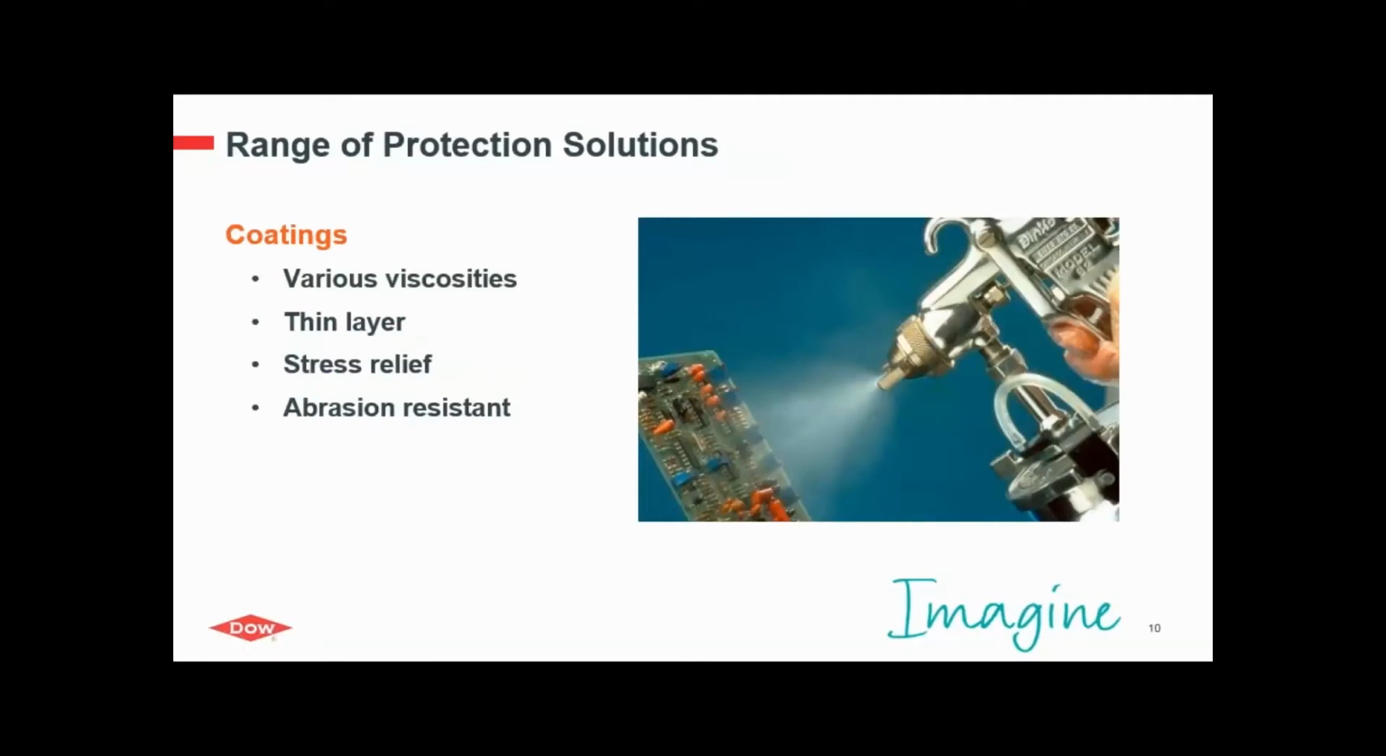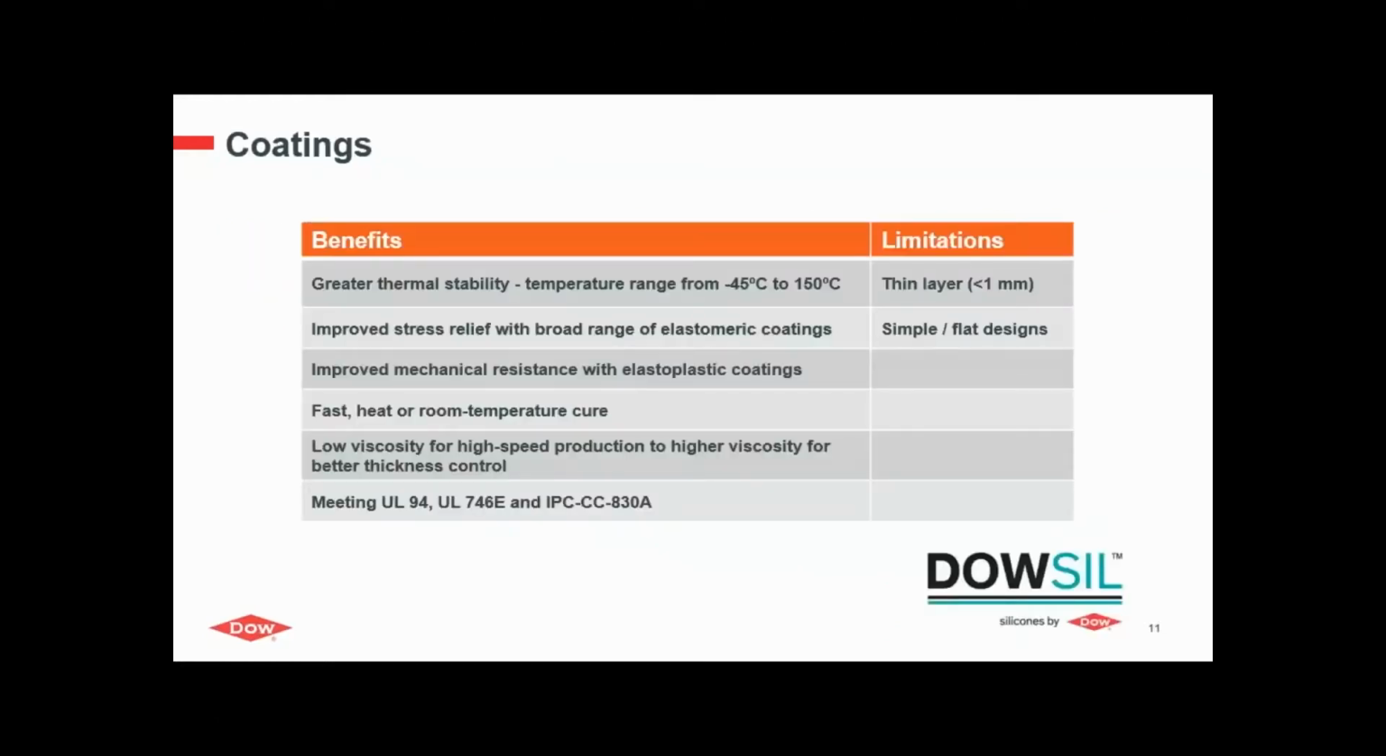Thank you, Christian, for all those explanations. So as you mentioned, we will now start with the coatings material with a lot of properties, especially a greater thermal stability, regarding a range from -45 degrees C up to 150 degrees C. We also have improved stress relief with the range of elastomeric coatings. On the other side, the elastoplastic coatings offer an improved mechanical resistance.